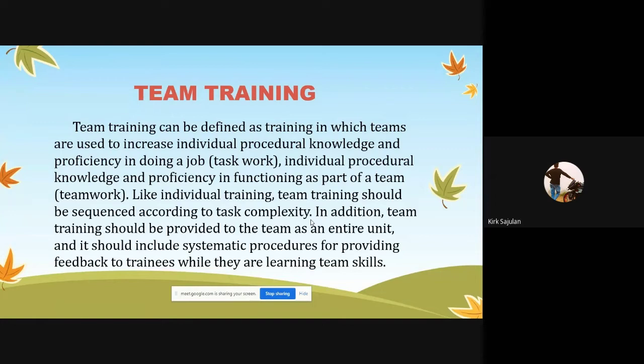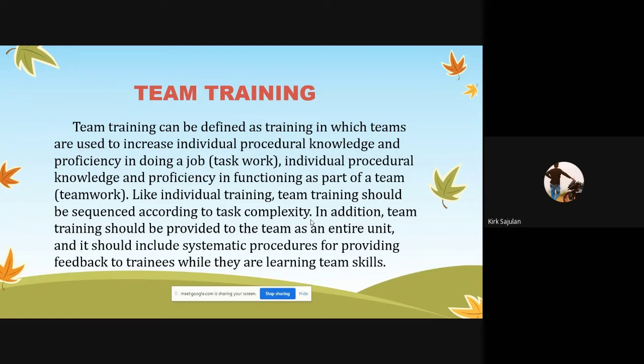Team training. Team training can be defined as training in which teams are used to increase individual procedural knowledge and proficiency in doing a job, task work. Individual training should be sequenced according to task complexity. In addition, team training should be provided to the team as an entire unit and it should include systematic procedures for providing feedback to trainees while they are learning team skills.